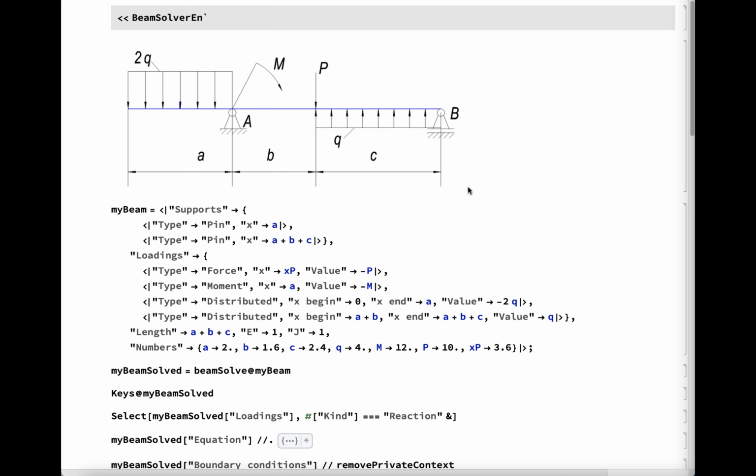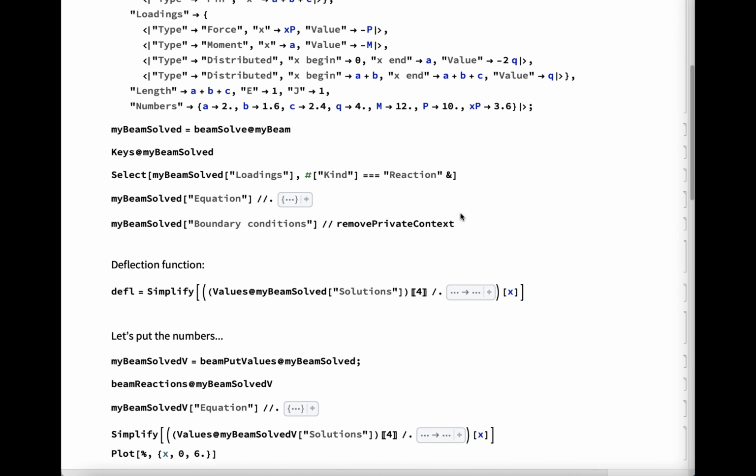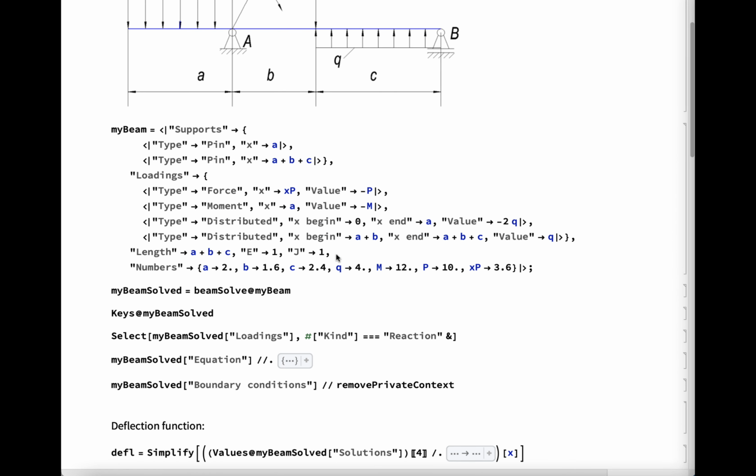The beam has two supports, a pin and a roller. The loadings are the following: two uniformly distributed forces, a couple moment, and a concentrated force. Let's enter the beam parameters, like this. It's easy to see here the supports, the loadings, some numbers, and so on.